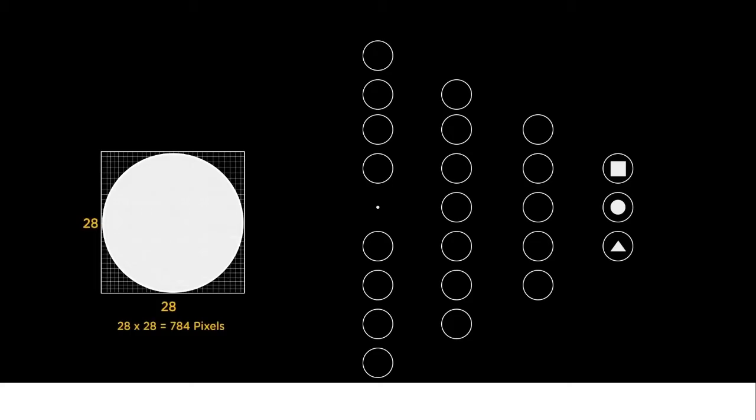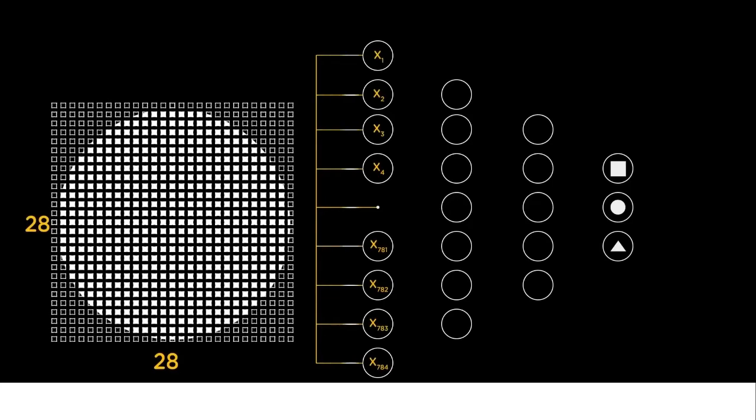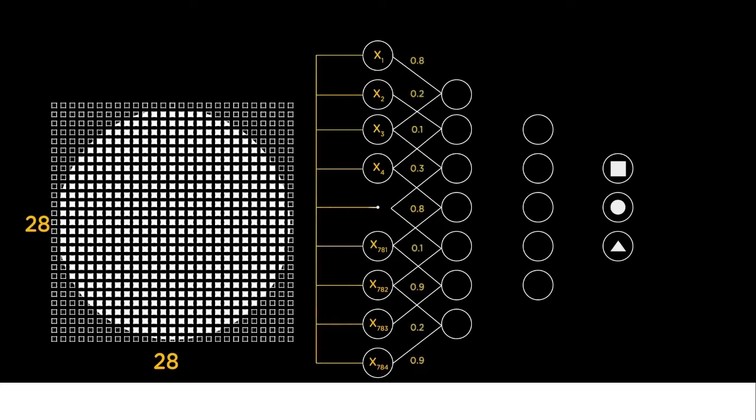Here's an image of a circle. This image is composed of 28 by 28 pixels, which make up 784 pixels. Each pixel is fed as input to each neuron of the first layer. Neurons of one layer are connected to neurons of the next layer through channels. Each of these channels is assigned a numerical value known as weight.